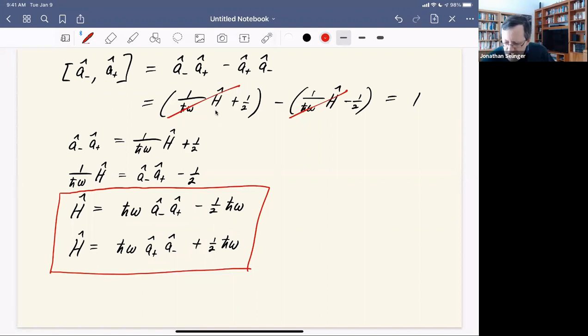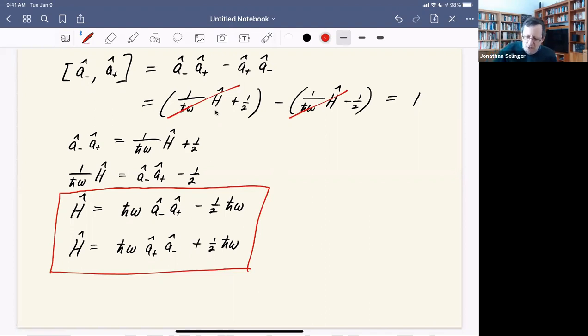So, doing okay with this stuff so far? It's a lot of tricks with operators to end up with these expressions for the Hamiltonian. But now we're finally getting to the point.